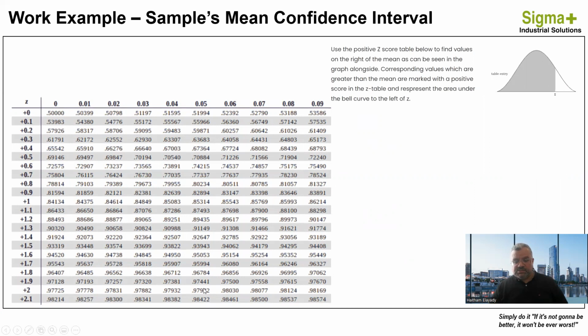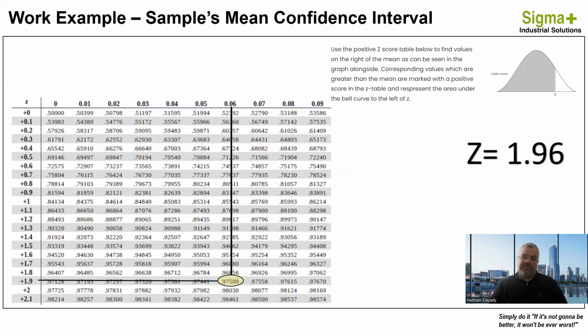So in that case, we will go to the area where the area under the curve is 0.975. So I have here the area under the curve, 0.975. And then for the z-score, I will go horizontally. I have the plus 1.9 and vertically the 0.06. So my z-score will be plus 1.96.